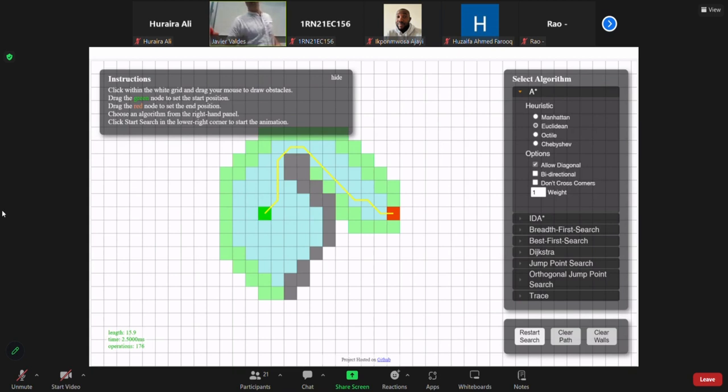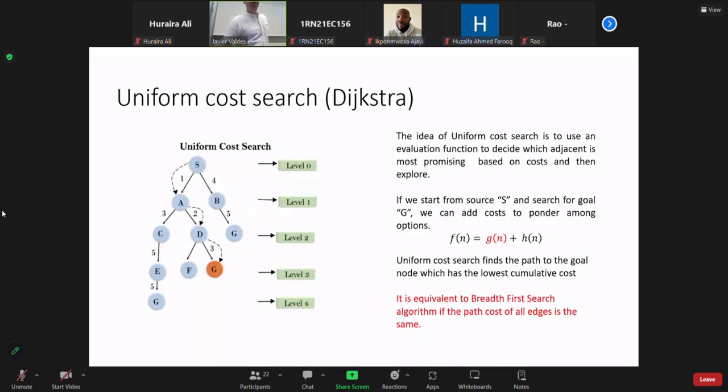Questions? No questions? So in the uniform cost search, as I told you, you are looking only at the cost that you might have. Okay, we only take into account this cost, so we are always going to be looking for paths that are cheap.